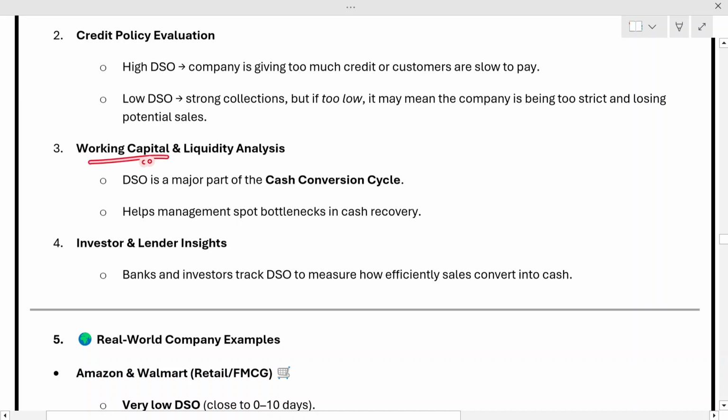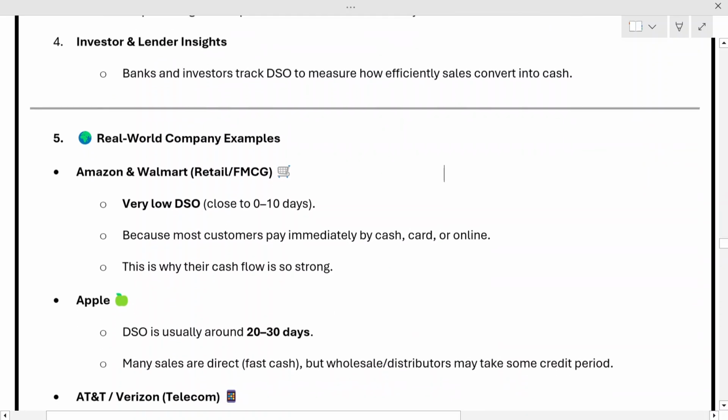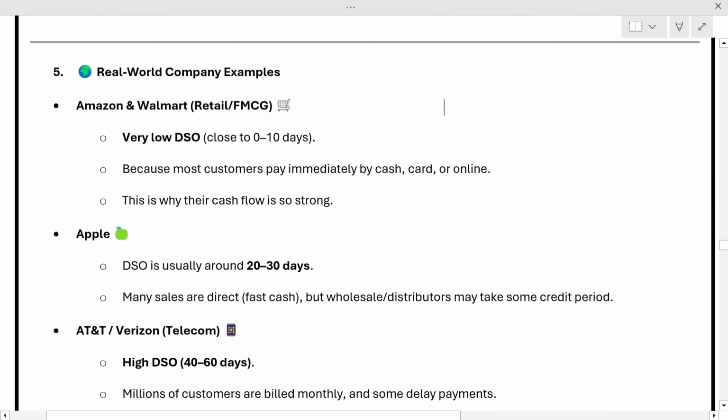If we see the working capital and liquidity, this is used for the cash conversion cycle, which we will be seeing later on. And finally, it helps the management to see where the bottleneck is for cash recovery. And lastly, it helps the investors and lenders as well to evaluate any particular company. Now let's see some real world company examples or cases. So what does this example involve?